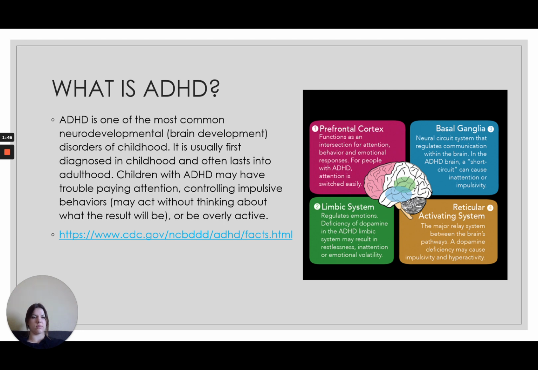And the last part of the brain that ADHD deals with is the reticular activating system. This is the major relay system between the brain's pathways, which has to do with the dopamine deficiency, and the dopamine deficiency in this part of the brain causes impulsivity and hyperactivity.